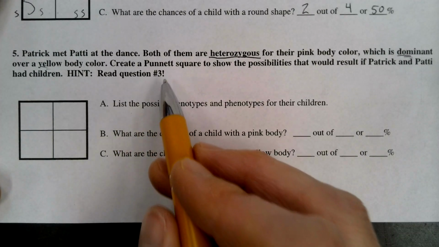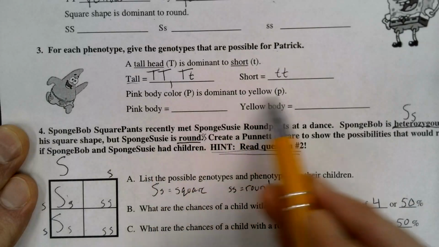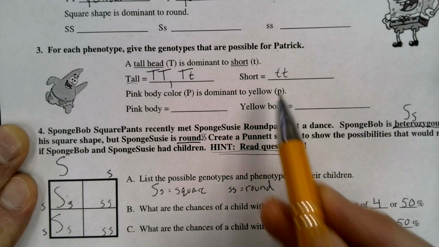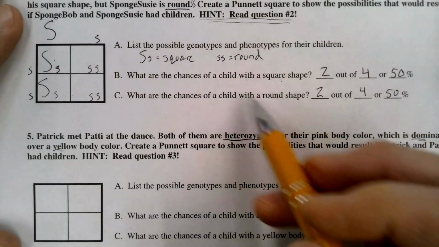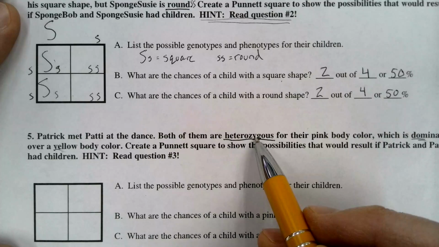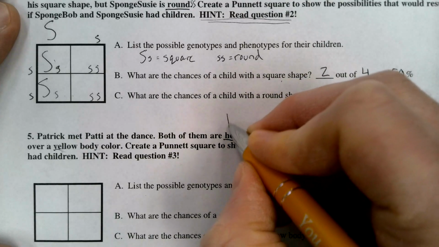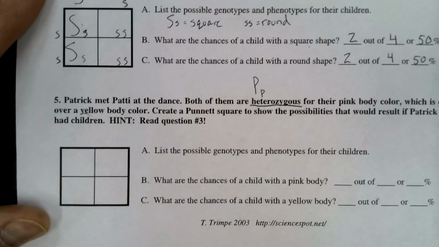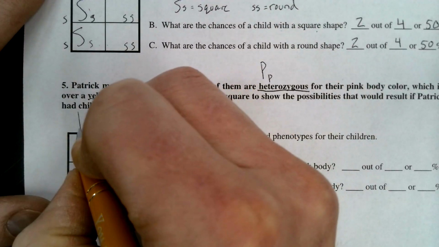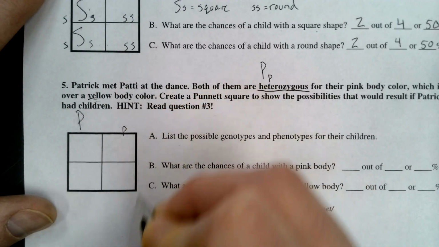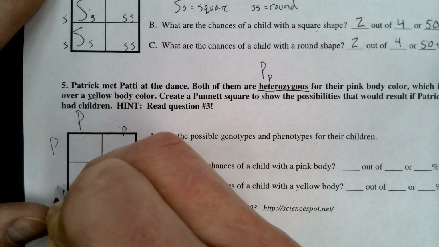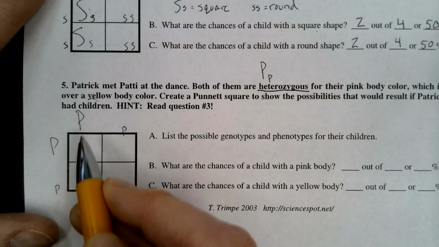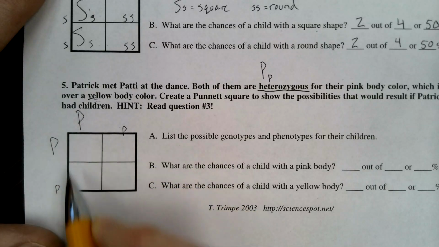So it says hint, look at 3. So 3, we're using the letter P. Big P is pink, little p is yellow. So looking back at our clues here, we know that both of the parents are heterozygous. So that means they have one of each allele, big P, little p. So when we set our Punnett square up, we've got a big P, little p, big P, and a little p. So we've got Patrick and Patty. Once again, one parent's genotype, the other parent's genotype.